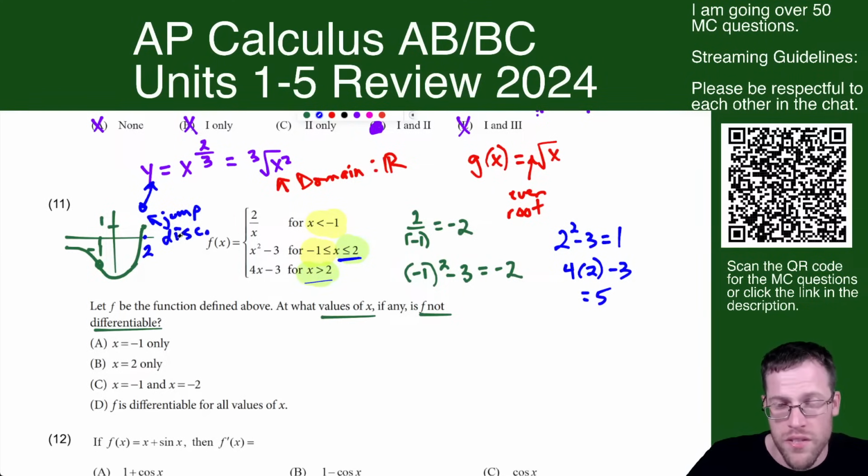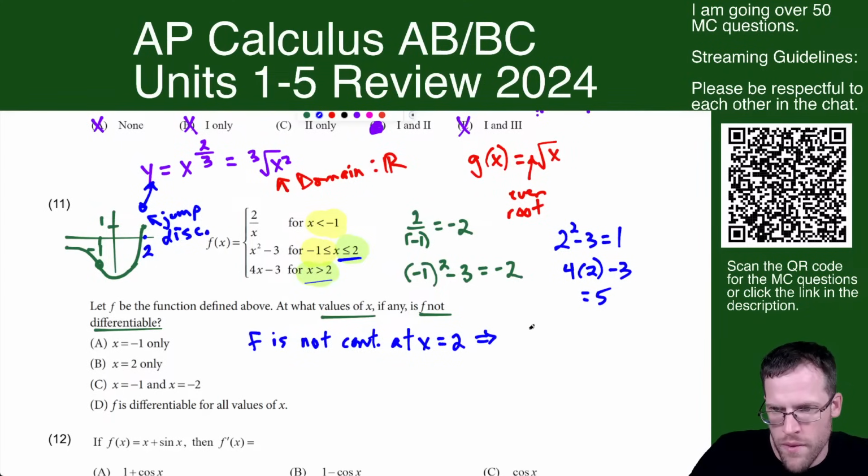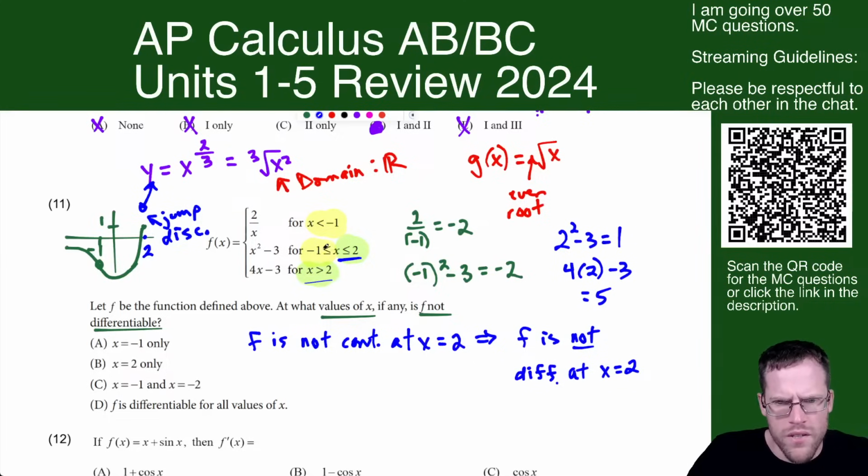And if our function is not continuous at 2, so f is not continuous at x equals 2, this implies f is not differentiable at 2. Okay, if you're not continuous, automatically you're not differentiable there. Okay, x equals 2. So 2 is out. So it's not going to be differentiable at 2 only.